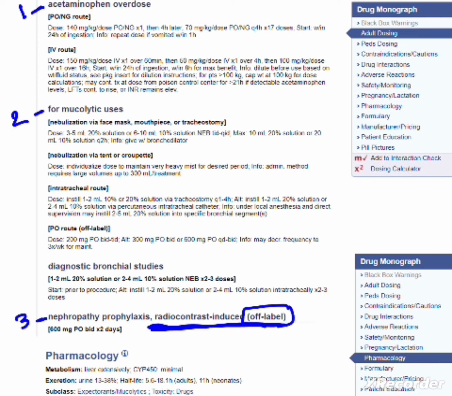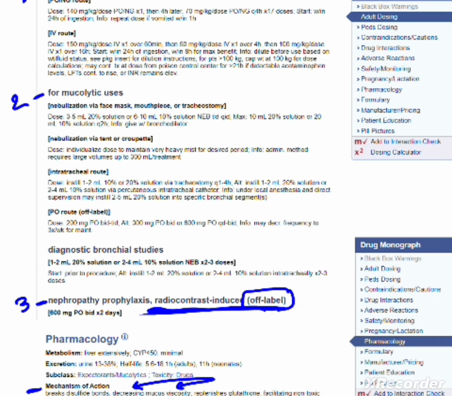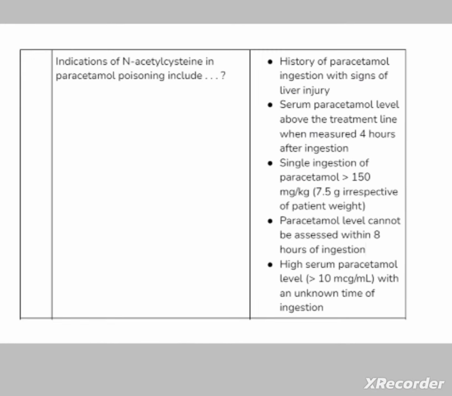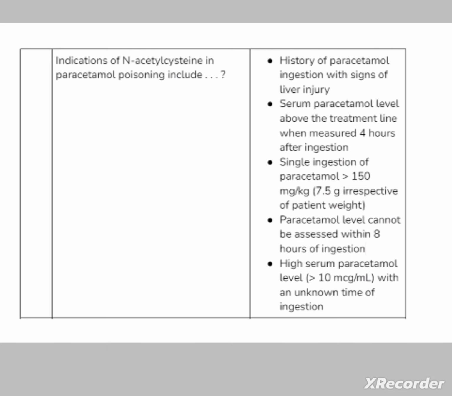So let's come also to the next point, which is about pharmacology. Let's have a look at the mechanism of action. See, it's saying that acetylcysteine breaks disulfide bonds and decreases mucus viscosity, and this is responsible for its use as a mucolytic agent, and also it regenerates or replenishes glutathione, and this is responsible for its use in paracetamol poisoning. So let's come to the next slide, which is about indications of N-acetylcysteine in paracetamol poisoning.